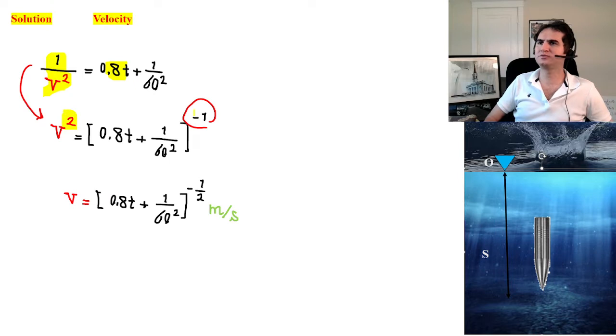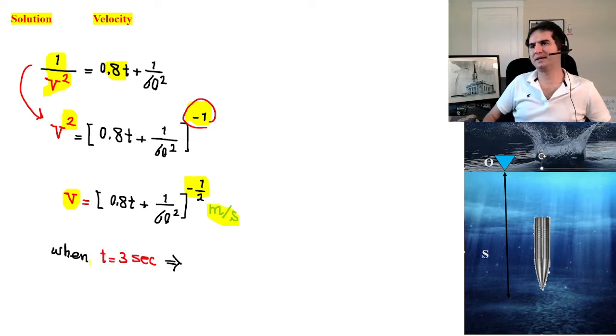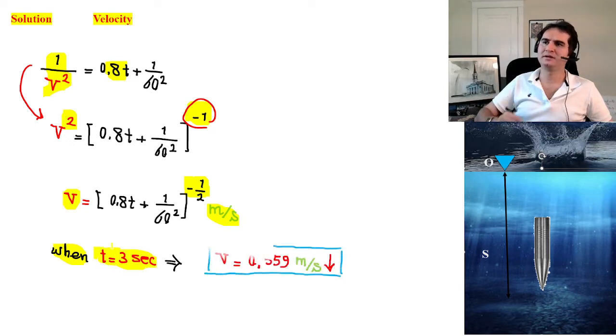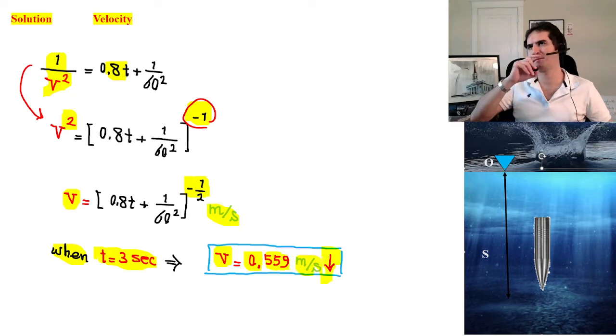If v squared is equal to this to the power of negative 1, then taking the square root gives v to the power of negative one half, in meters per second. Then if you replace t equal to 3 seconds, it gives you a velocity of almost 56 meters per second downward.